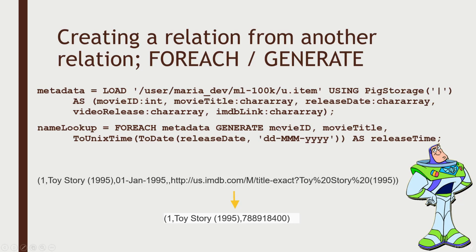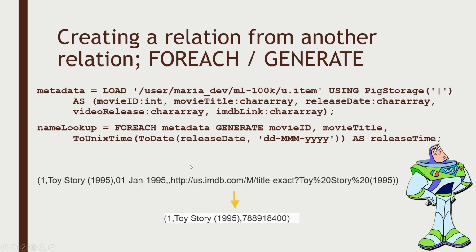And that's going to include the movie ID from the original relation, the movie title from the original relation, and then we're going to apply these datetime functions to actually transform the release date of day, month, year using this date string here. And you can look up what the exact syntax of this is, into a Unix timestamp. So a Unix timestamp is just seconds since January 1st, 1970. And that works out to this very large number in the case of January 1st, 1995. And we're going to name that new column release time. So that's what as release time means.